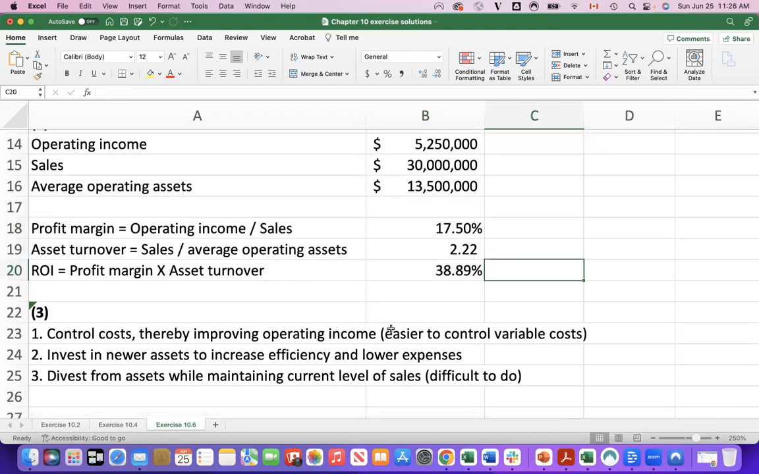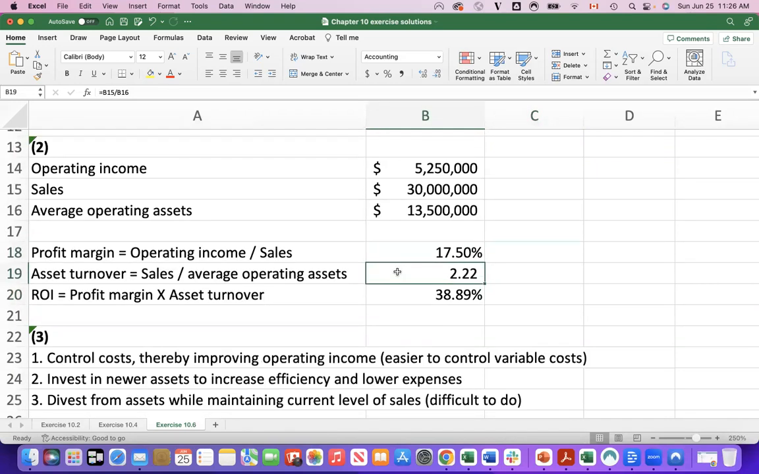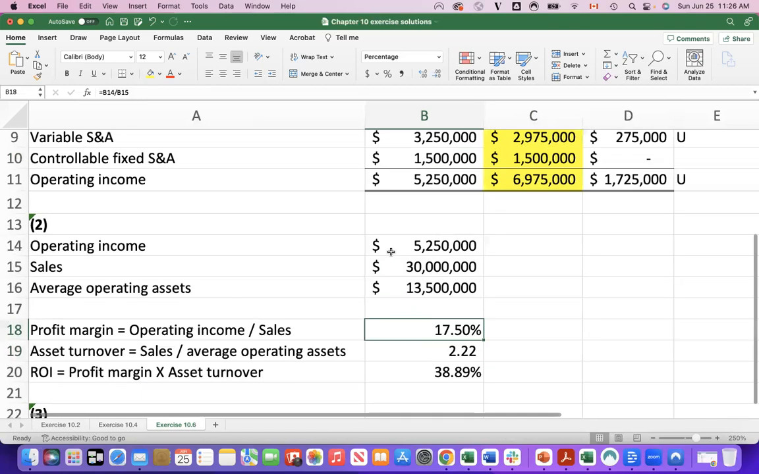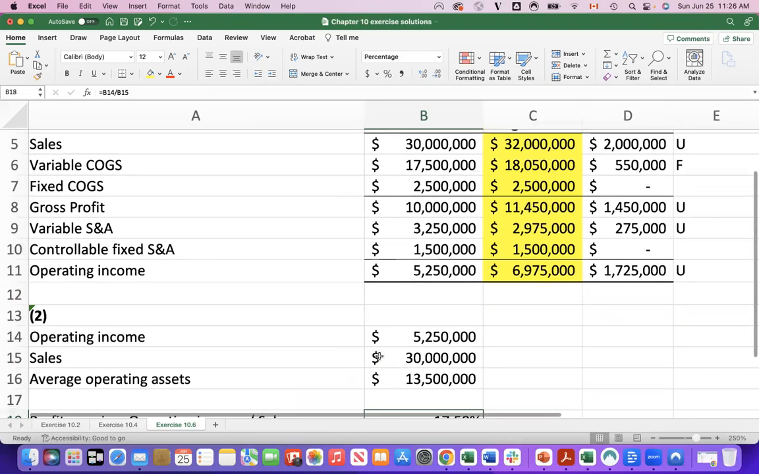Part 3 asks us, how can we improve ROI? And the reason I like going through this longer approach to ROI is that you can see the components, you can see profit margin, you can see asset turnover. Those are the keys to improving ROI and changing it. Basically, we can improve ROI by improving profit margin. Well, how do we improve profit margin? Remember, profit margin is calculated as operating income divided by sales.